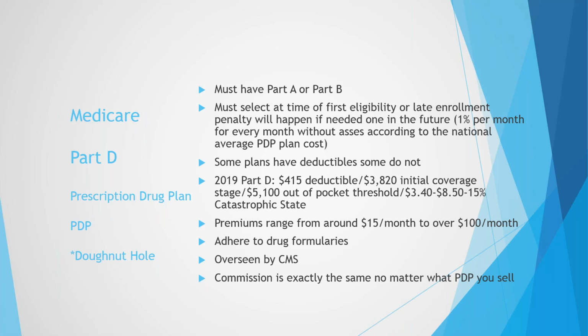I am going to do another module Monday morning, and it's going to be how Medicare Part D prescription drug coverage works in the different stages. That way you can explain it to people. Premiums range from about $15 a month to over $100 a month. You must adhere to drug formularies.